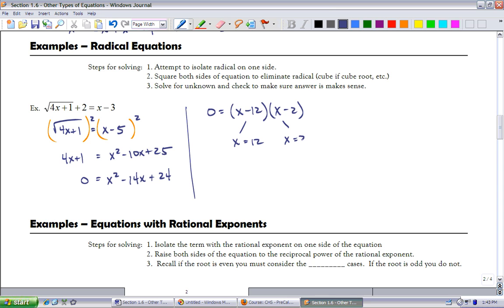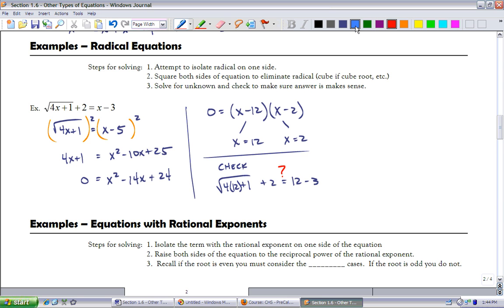So we set each factor equal to 0, and we end up with x equals 12 and x equals 2. Now, in this case, like I said, before we circle these as our final answers, we want to check that. We need to check it quickly. And that can be accomplished just by putting it back into the original equation. So if I get 4 times 12 plus 1 plus 2, does that equal 12 minus 3? That's the question here. Are those things equal?